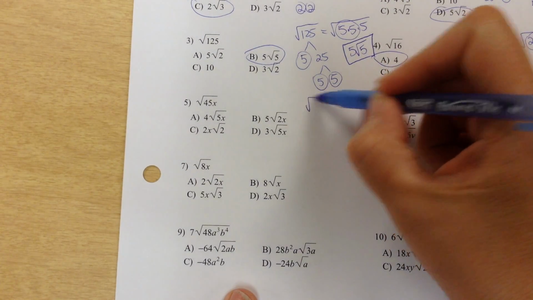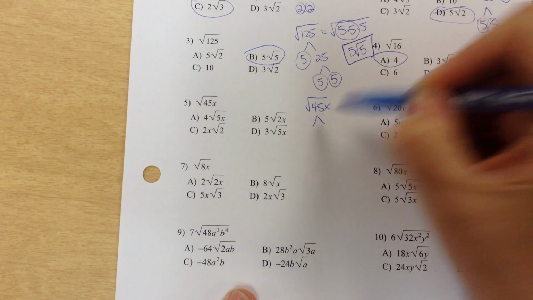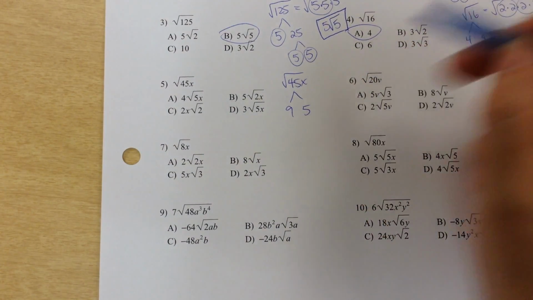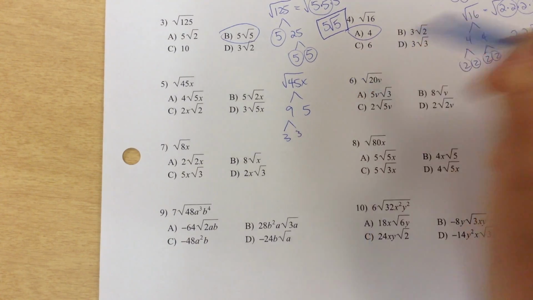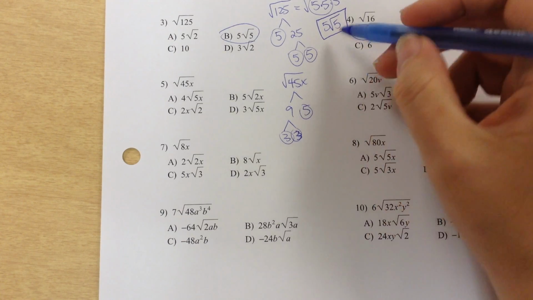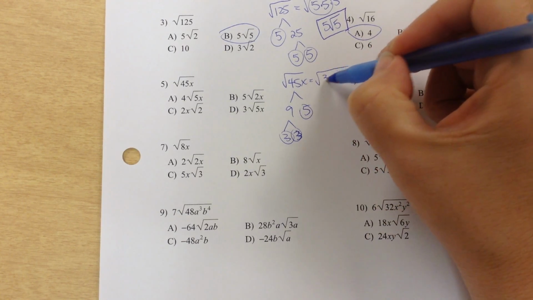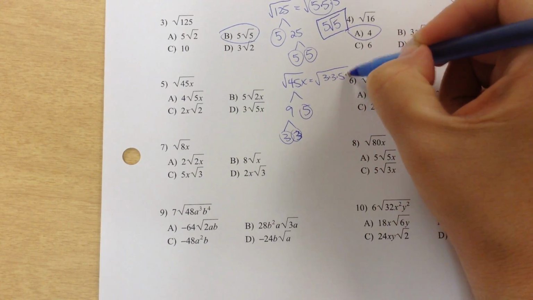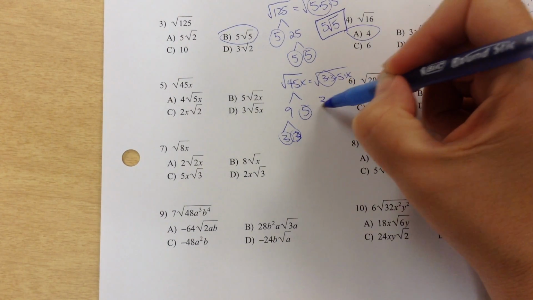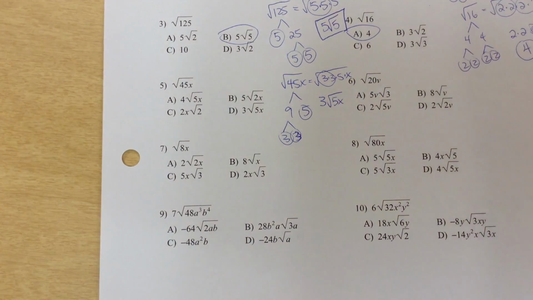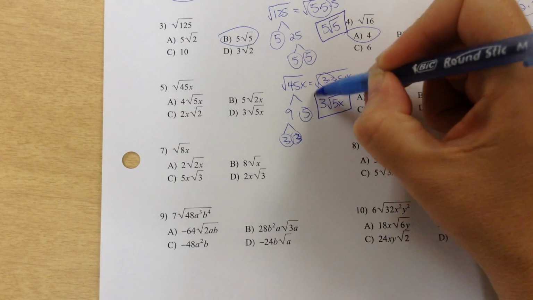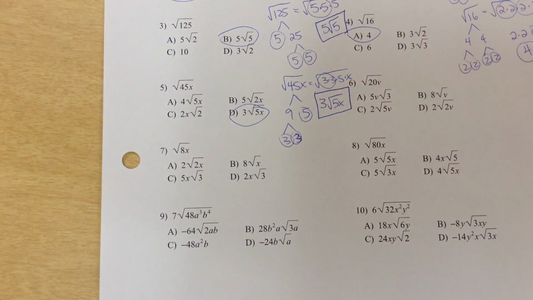Okay, the square root of 45x. Well, 45 breaks down to 9 and 5. And then 9 breaks down to 3 and 3. You can read that. So 3, 3, 5, and then I also have an x. Well, my 3's come out, but my 5x has to stay in. So 3 square roots of 5x.